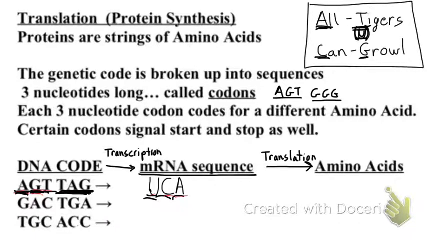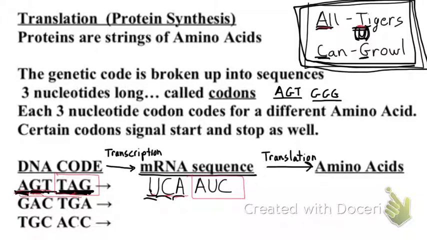Next up we have TAG. TAG will get converted because T bonds with A. A ends up being a U in RNA, and G bonds with C. So remember to keep those nucleotide chunks together in order to make this work. The last thing we'll do is convert to amino acids.